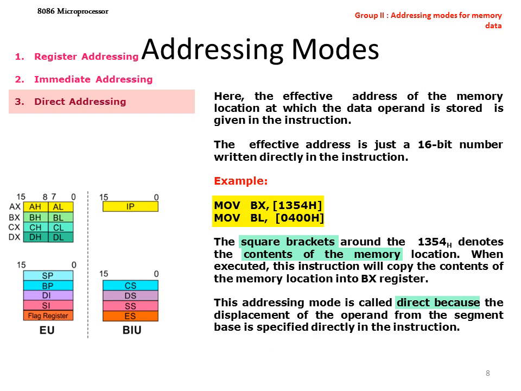Direct addressing. Here, the effective address of the memory location at which the data operand is stored is given in the instruction. The effective address is just a 16-bit number written directly in the instruction. MOV BX, [1354H]: the content of the memory location within the square brackets, 1354H, is moved into the BX register. The square brackets denote the content of the memory location. When executed, the instruction will copy the contents of the memory location into the BX register. This addressing mode is called direct because the displacement from the segment base is specified directly in the instruction.